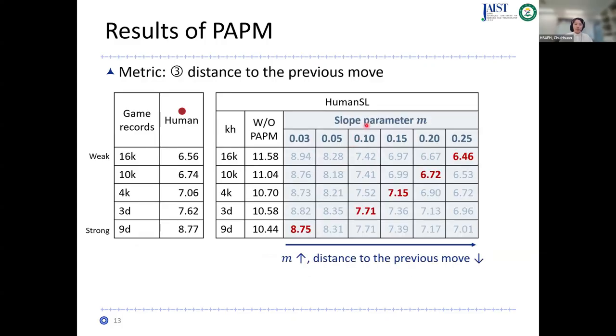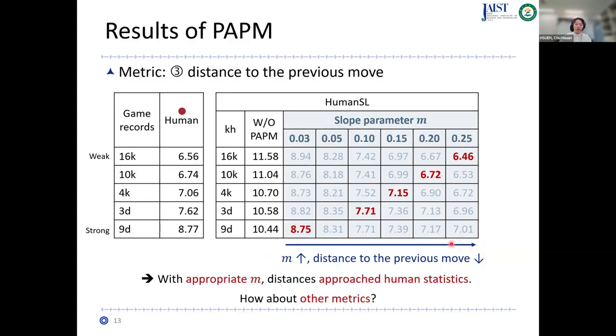With the PAPM, we test different slope parameters m. And we found that as m increased, the distance to the previous move also decreased. This is as expected. And if we select a proper value of m, we can let the statistics be close to the human statistics. So in this aspect, the human likeness has been improved.